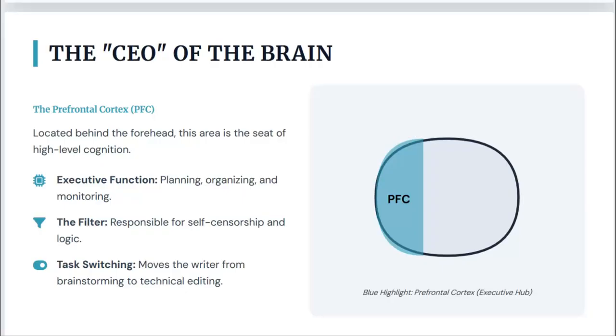It's located behind the forehead, and this area is the seat of high-level cognition. This is where the executive function happens: the planning, organizing, monitoring. This is where the filter happens, where you do self-regulation, self-censorship. Also, this is where task switching happens. It moves the writer from brainstorming to something more analytical, like technical editing. This is where all the so-called rational things happen.